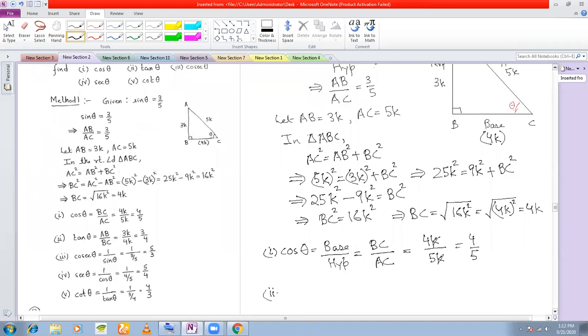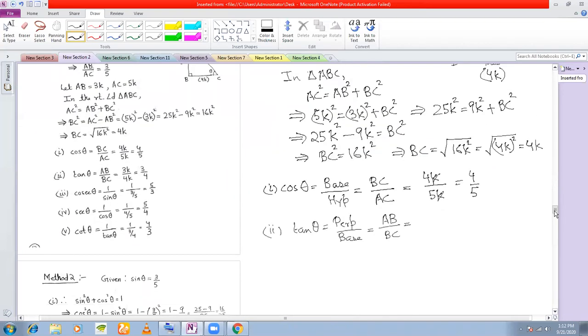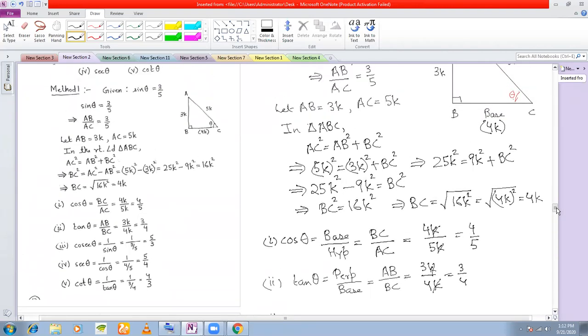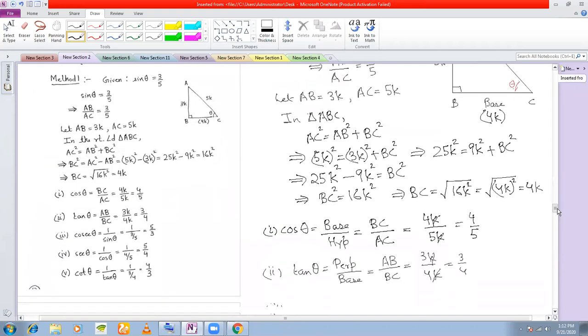Similarly, if you want to find tan theta, it is the ratio of perpendicular and base. Perpendicular is AB and base is BC. So AB is 3K and base is 4K. So 3K by 4K, which is 3 by 4 simply, the K's cancel. See, just one ratio is given and very easily we are able to find the other ratios also.